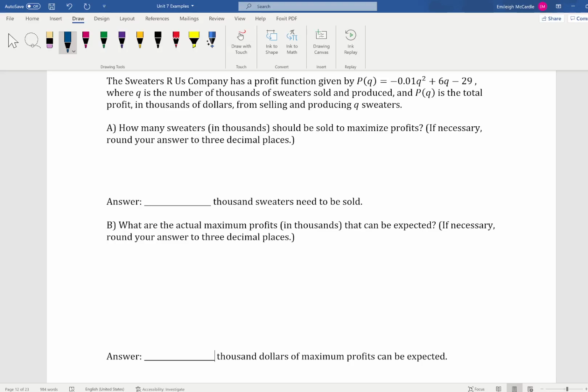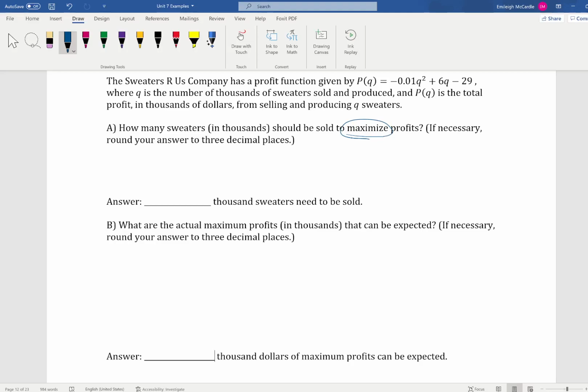The first question says, how many sweaters in thousands should be sold to maximize profits? And then it tells you, of course, if you need to round to 3 decimal places. So the key word with this is the word maximize. Okay, so we want to maximize our profit. So we're trying to find the maximum.